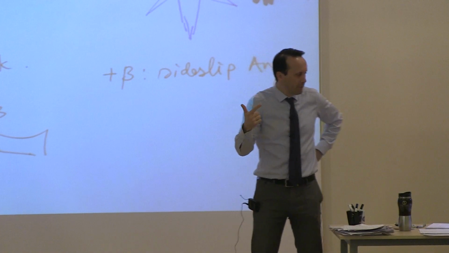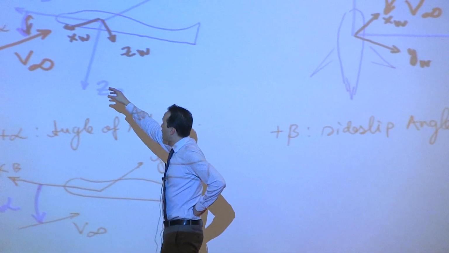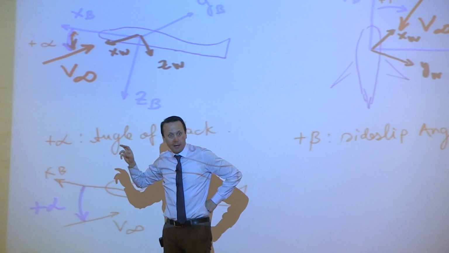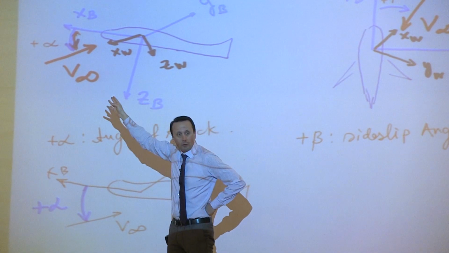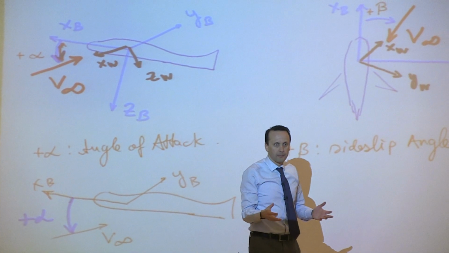Now, the angle of attack, everybody has probably seen this picture here, where you have a V infinity and you have the chord line, right? And then in between, this is called an alpha. It is the angle of attack. Angle of attack creates lift, and so on and so forth, the whole story.